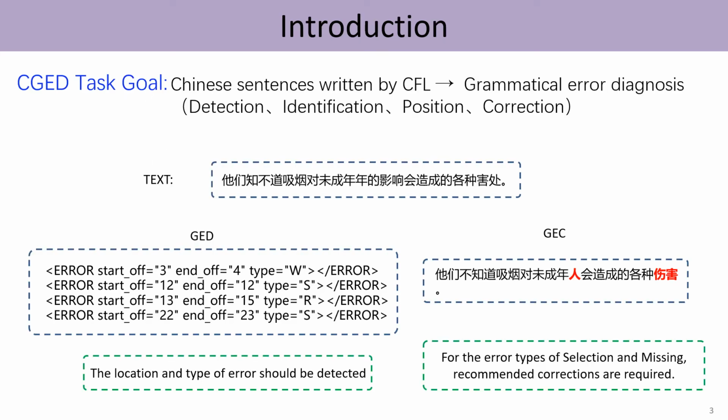The goal of the CGED shared task is to develop NLP techniques to automatically diagnose grammatical errors in Chinese sentences written by L2 learners. Here is an example of an error sentence. What we should do is to find the error's type and position, and for the error types of selection and missing, recommended corrections are required. In this sentence, in the selection errors 未成年年 and 害处 do not fit the context. The better expressions should be 未成年人 and 伤害.